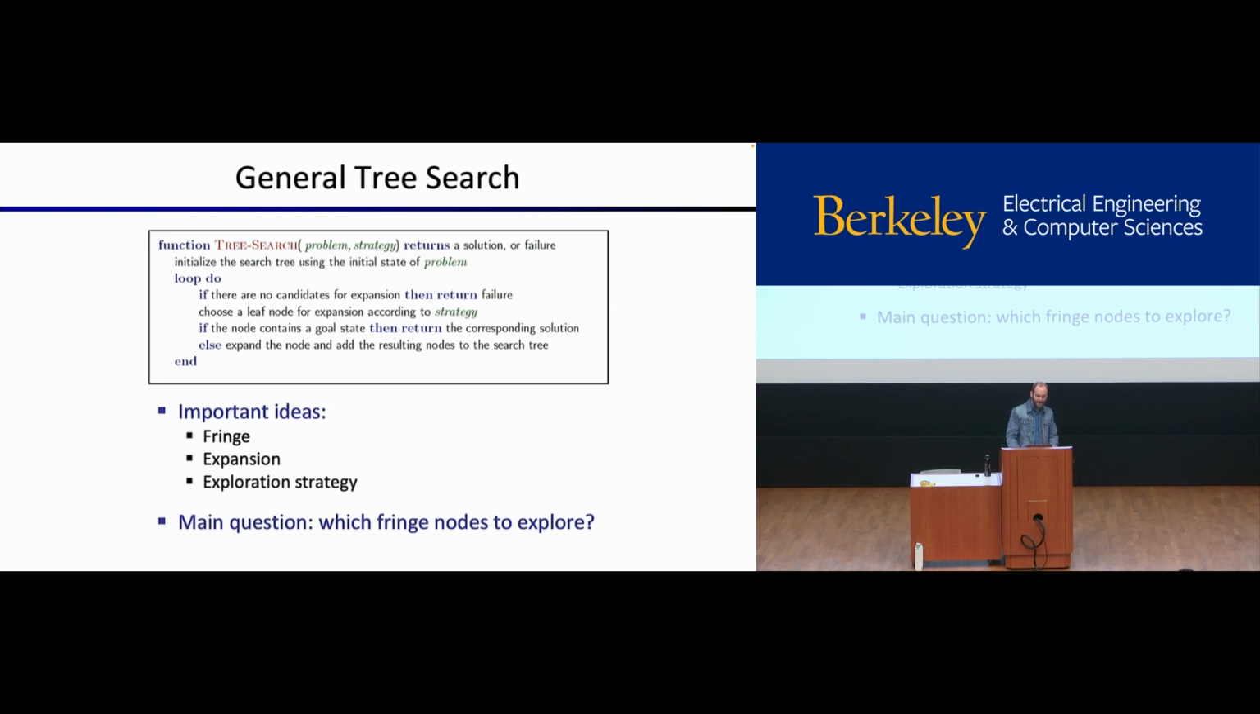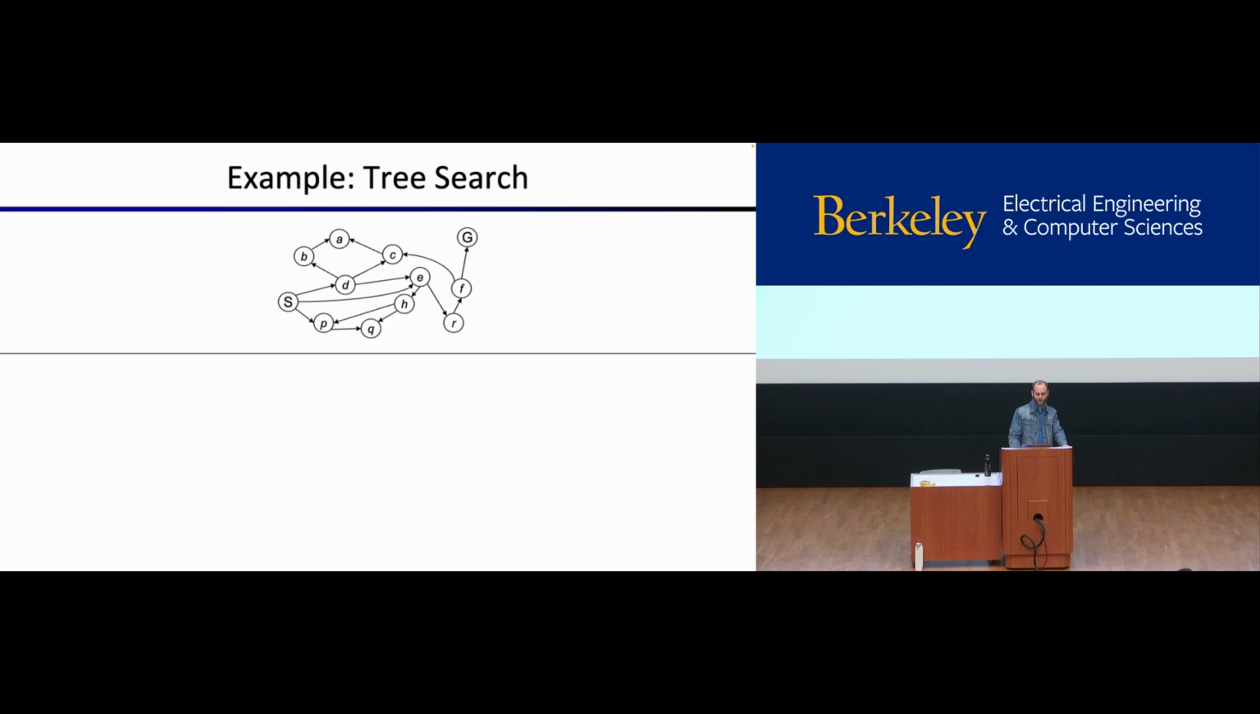The main question is, okay, how are we picking a node from our set of partial plans to decide which one to roll forward a bit? Any questions from this point? Okay. Let's do an example. So we start at S. Here is our fringe of partial plans. The partial plan is start at S. Okay, that's a good start. Now we check if that's the goal state. No, it's not. And now we expand it and cross that off.